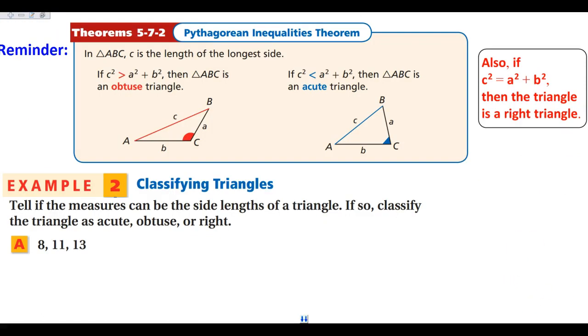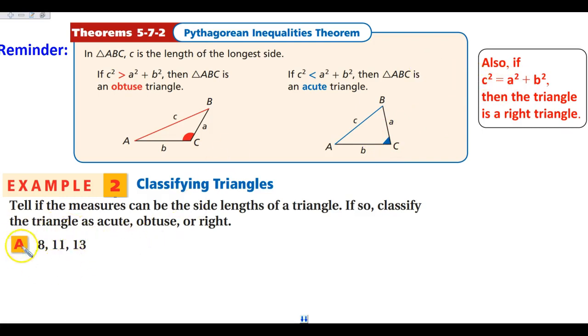The next piece that we're going to look at is something that we have done before. I'm just going to do this really briefly as a reminder. If c squared is greater than a squared plus b squared, your triangle is obtuse. So what we're doing here is determining, do we have an acute, obtuse, or right triangle? If c squared is greater, then it is obtuse. If c squared is smaller, then it is acute. If c squared is equal, then it is right.